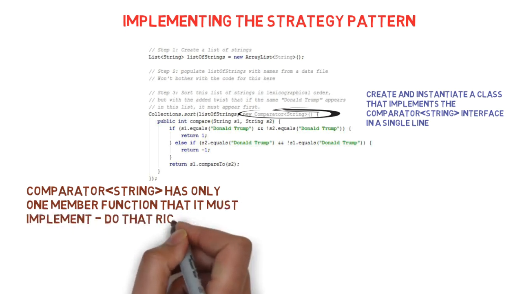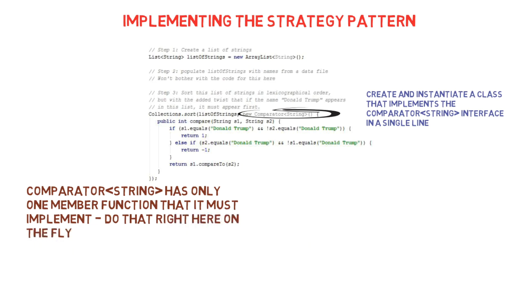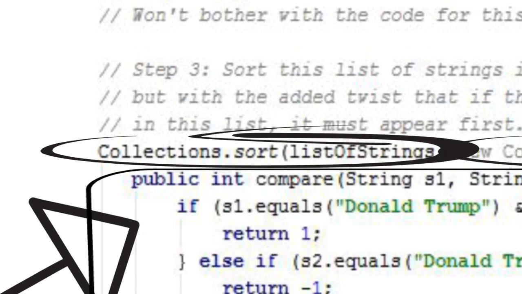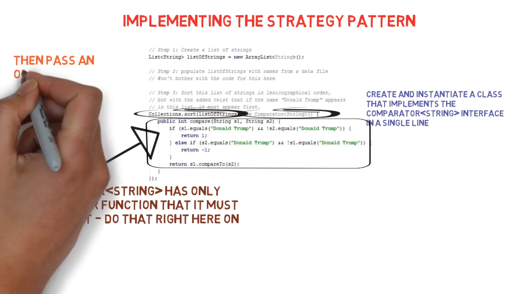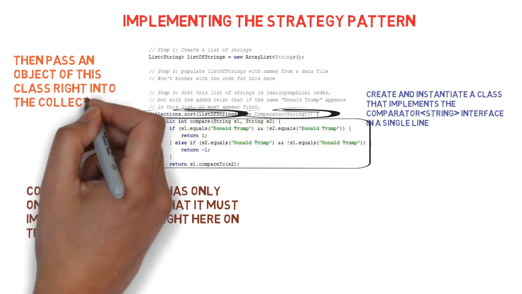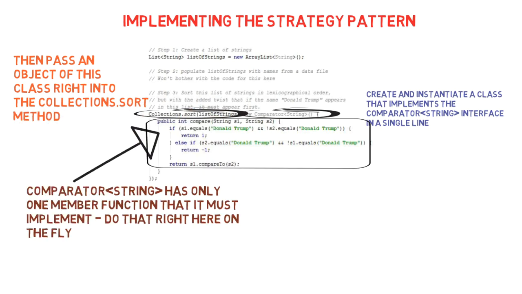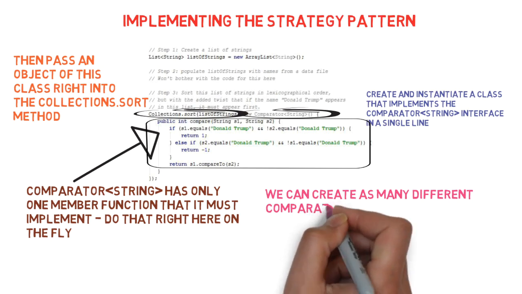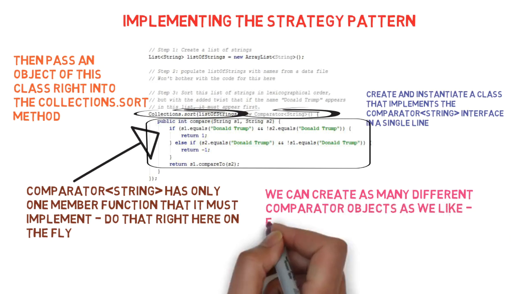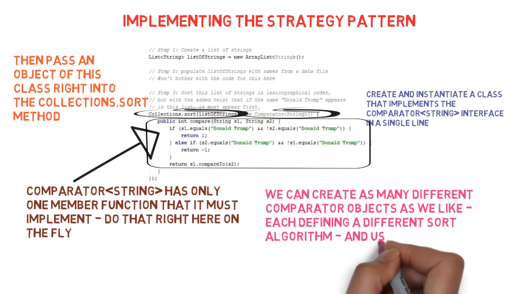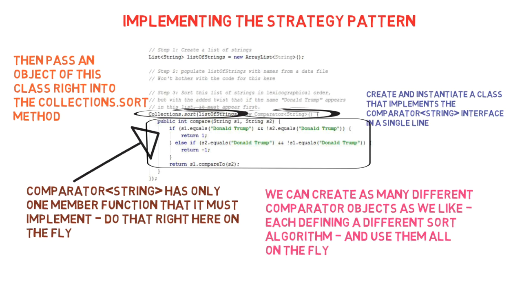The member function is compare. It takes in two strings because String is the generic parameter that's passed in as a template parameter, and it returns an integer. So here we have the compare implementation. Takes in two strings and returns an integer. The method we pass it to is Collections.sort. So we pass an object of this algorithm, which is the comparator, into the Collections.sort method. The Collections.sort method will simply sort the list of strings that it's being passed by using the logic in the comparator to compare the objects. In this way, we can create as many different comparator objects as we like. There is no limitation, each of which can define a different sort algorithm, and on the fly, based on user input or anything else, we can choose the algorithm we want to sort with.